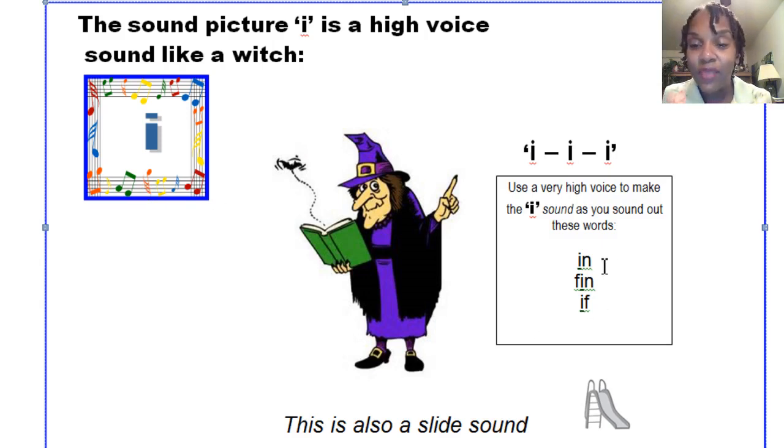Good job. All right. So let's pretend to use our witch voice while we sound out these sounds. Ready? Go. In, fin, if. Good job. And just like with the deep wizard sound, this sound is a slide sound. So remember, it slides out of your mouth. Good job. All right.